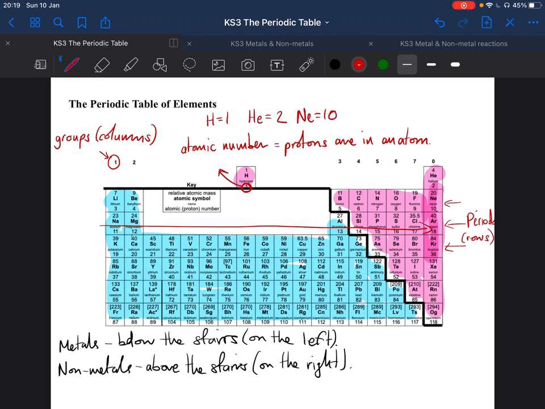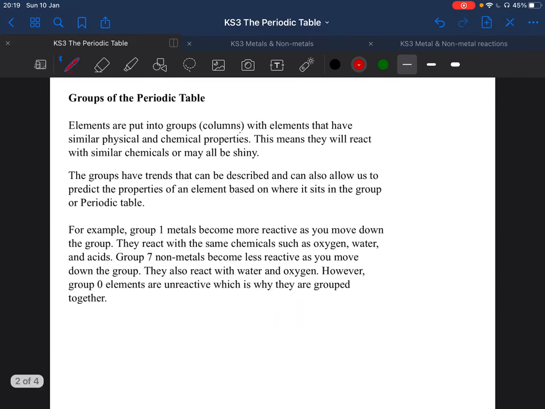If neon lost a proton and had 9, it would become fluorine. If helium lost a proton and had 1, it would become hydrogen. So we have used this to organize our periodic table because that number for a particular element never changes. So we can use it as a very particular measurement, and that way we can pick which things are which elements.